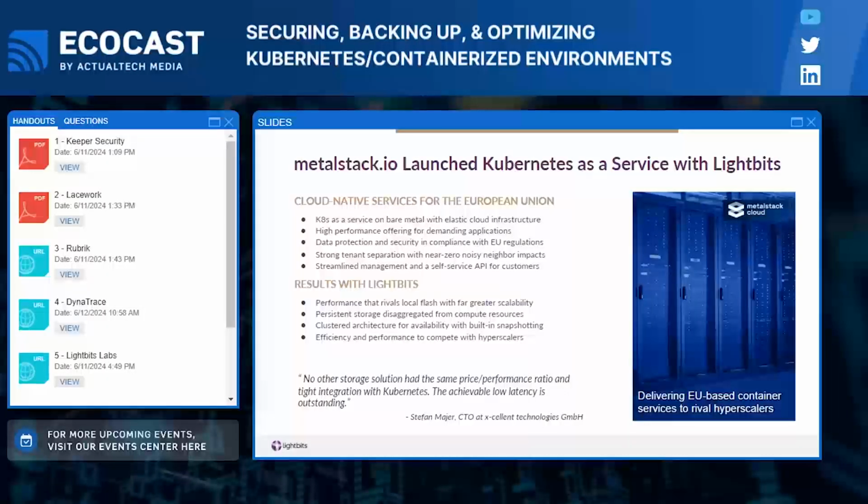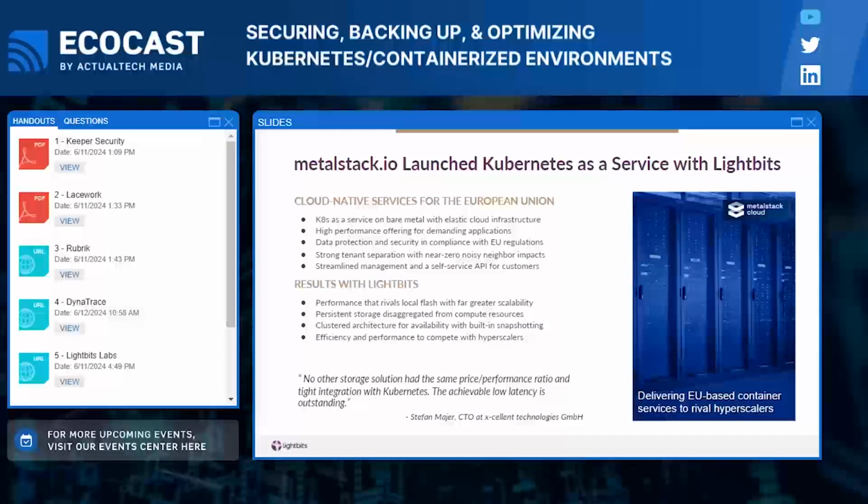Another example is MetalStack. MetalStack are a company out of EMEA who launched Kubernetes as a service with Lightbits underpinning that service. So they provide Kubernetes as a service on bare metal with elastic cloud infrastructure. They want high performance because they want to target very demanding applications. They have strict data protection and security compliance because of the EU regulations. And they want strong tenant separation, so RBAC controls, so they can serve multiple customers with a single back-end infrastructure. They also don't want to affect other customers with noisy neighbor syndrome, for example.